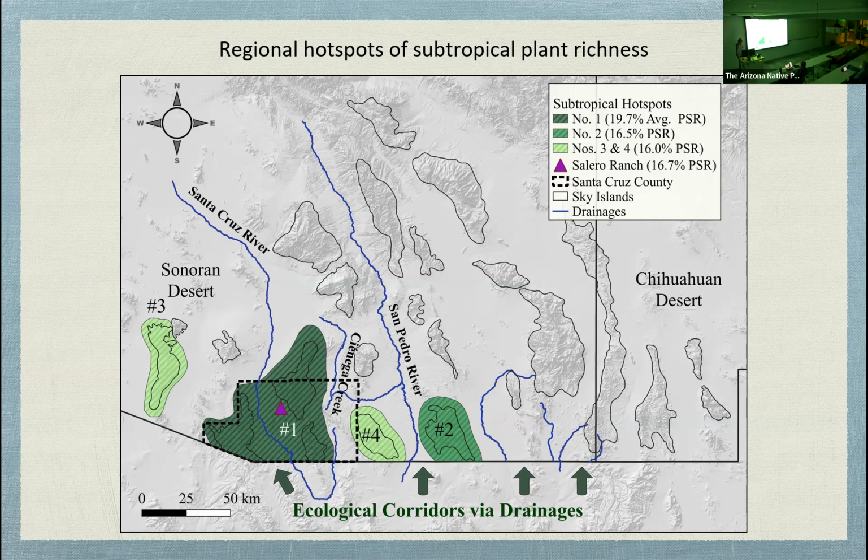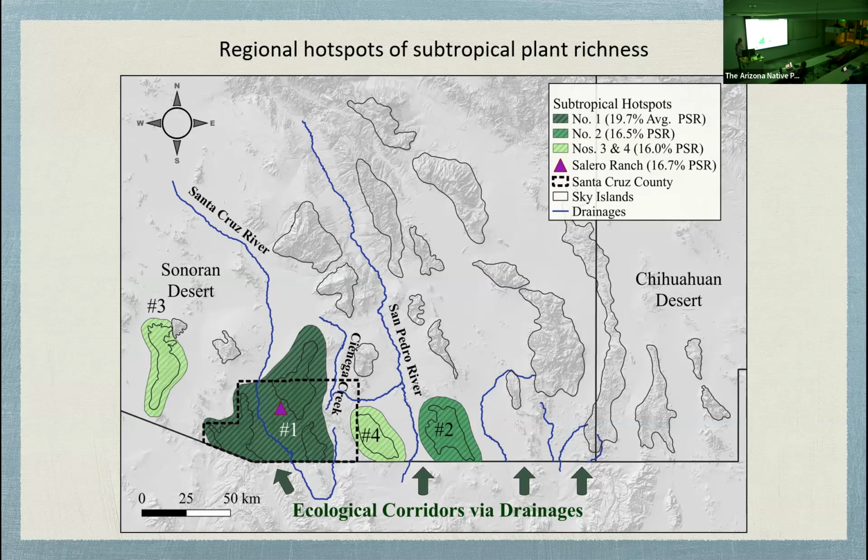And then I wanted to take a look at what the average proportion of subtropical richness was for each of the clusters, or each of the hotspots. So you can see the one cluster hotspot had an average of 19.7 proportion of subtropical richness, extremely rich. And what's interesting about this too is, even though Santa Cruz County's political boundary arbitrarily cuts off the northern half of the Santa Ritas, all of the subtropical plants occurring in the Santa Ritas occur within Santa Cruz County. Some of them do bleed off into Pima County as well, but all of the subtropical richness within this hotspot occurs within Santa Cruz County.